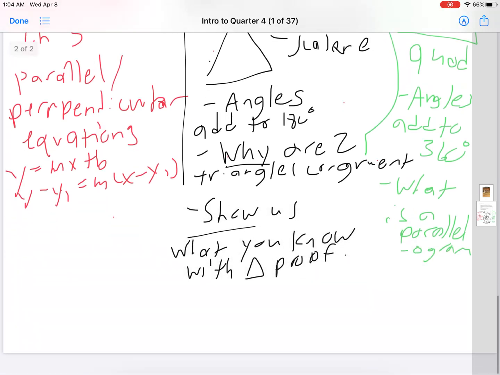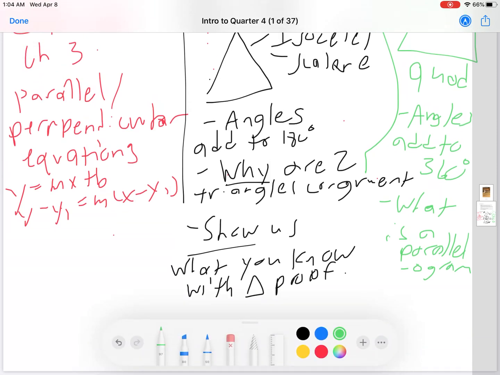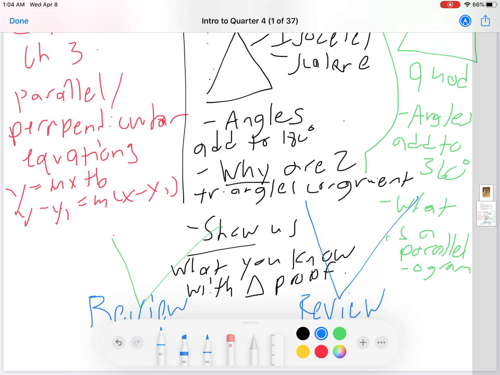So the way it will work is between each chapter, we'll finish a chapter, and then we'll do a little bit of review. And then when we're done with chapter 4, we'll review a little bit of chapter 4 and an assignment that ties together the concepts. So this is how our quarter 4 will work.